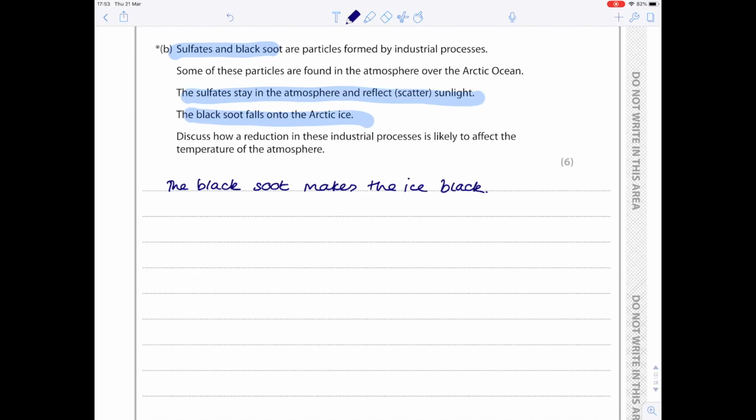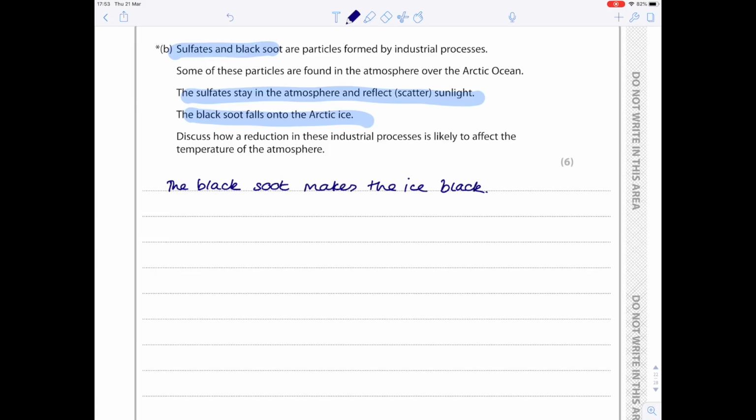And because we've got to link this to temperature, hopefully you know that they're getting at infrared radiation here, because remember, black matte surfaces are good absorbers and emitters of infrared radiation, so it heats up, whereas shiny white surfaces are poor emitters and poor absorbers, but excellent reflectors. So keep these in mind when we're making these points.